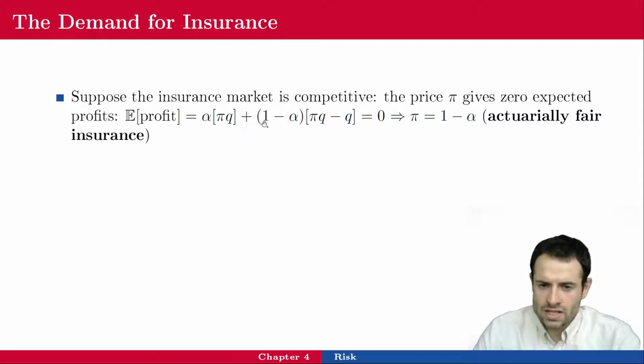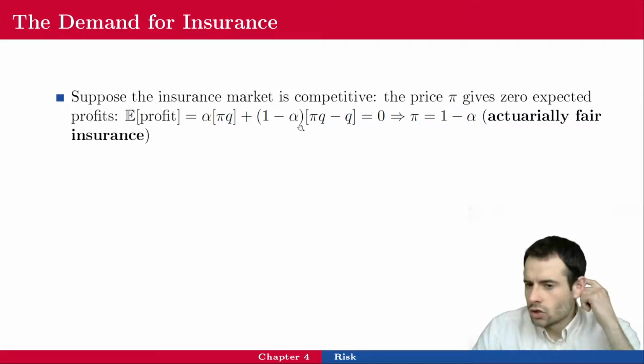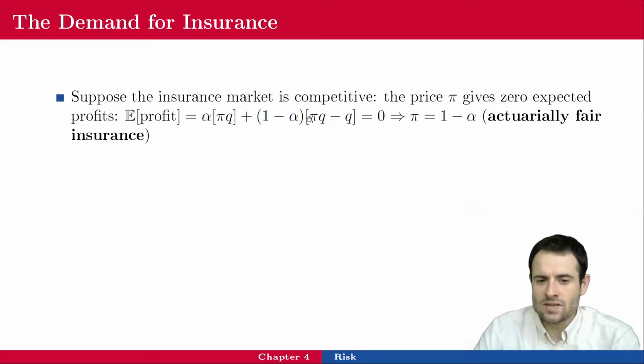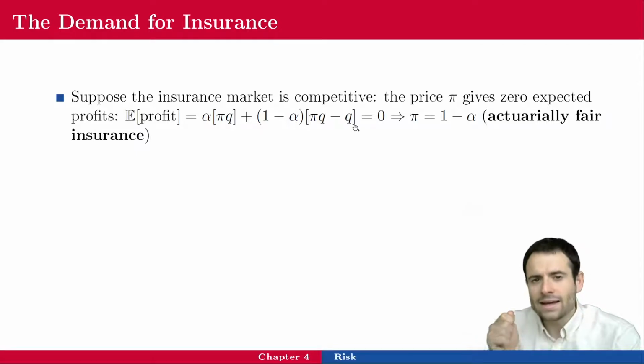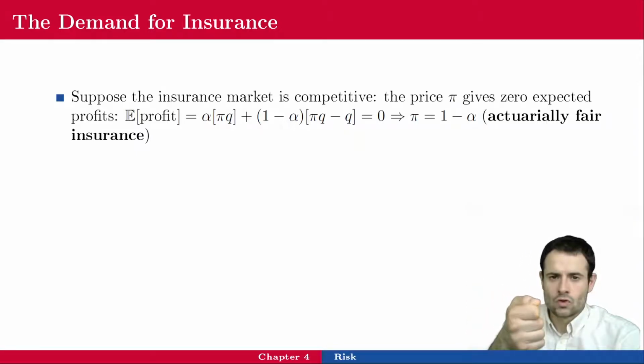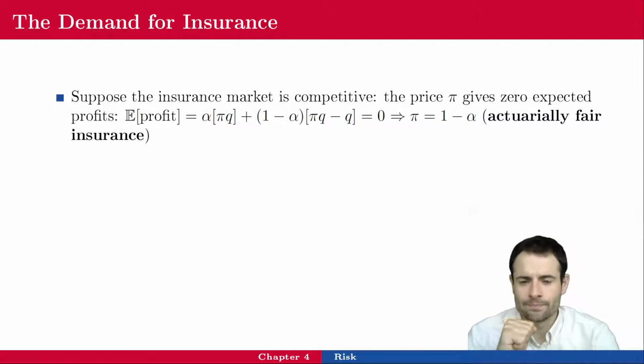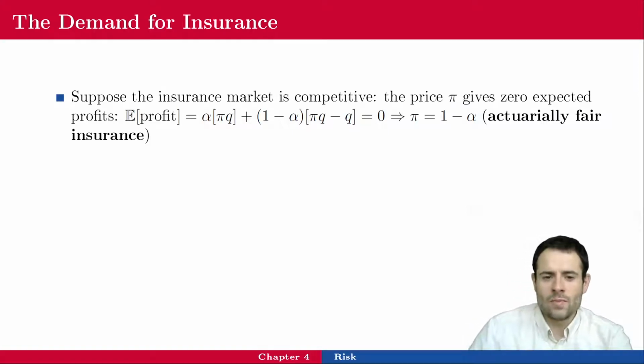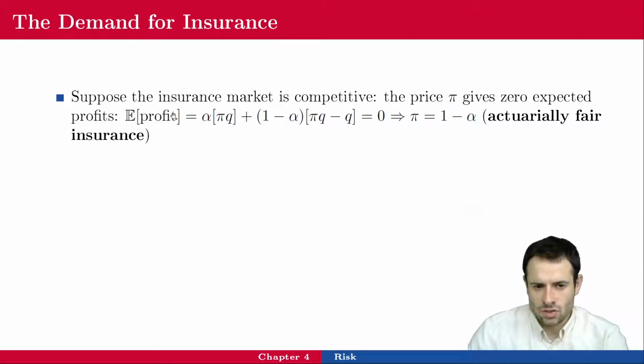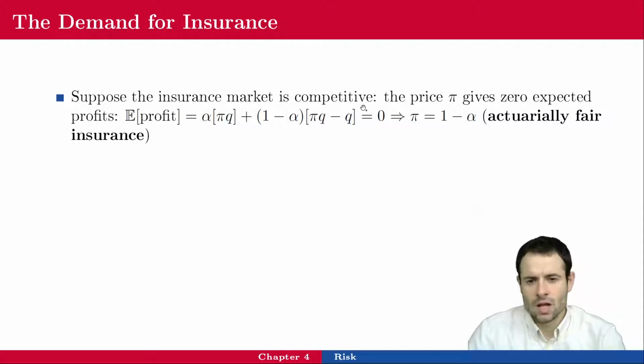With probability 1 minus alpha, an accident happens and the insurance company still receives the premium, but now has to give Q dollars back to the consumer to compensate him for the damage or the accident. Now it turns out that if you make this thing equal to 0, because the insurance market is competitive, then you obtain that pi will be equal to 1 minus alpha. And I strongly suggest you try this math at home.